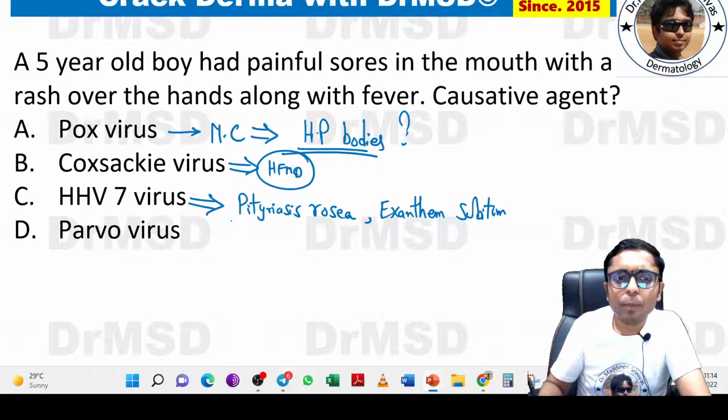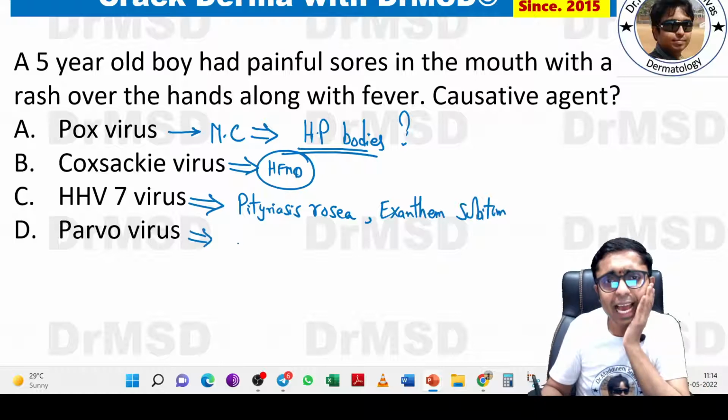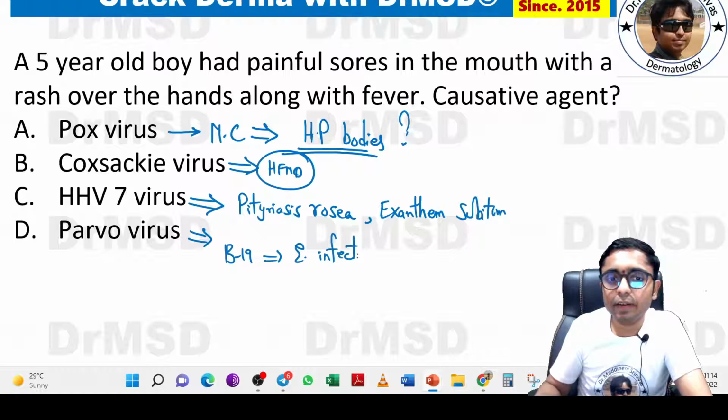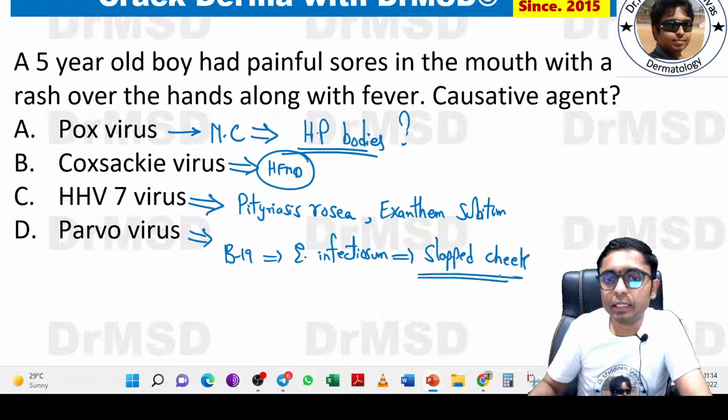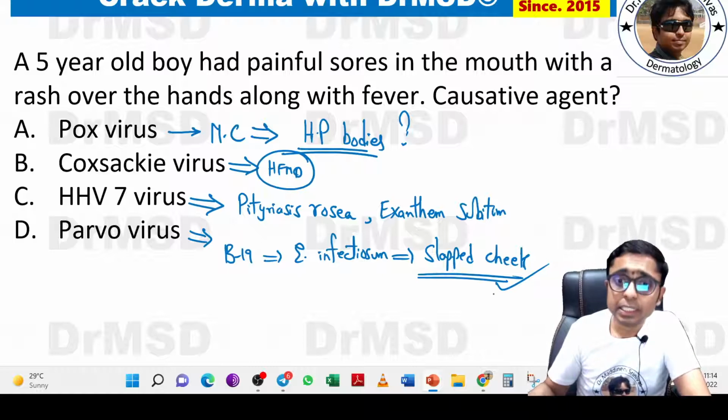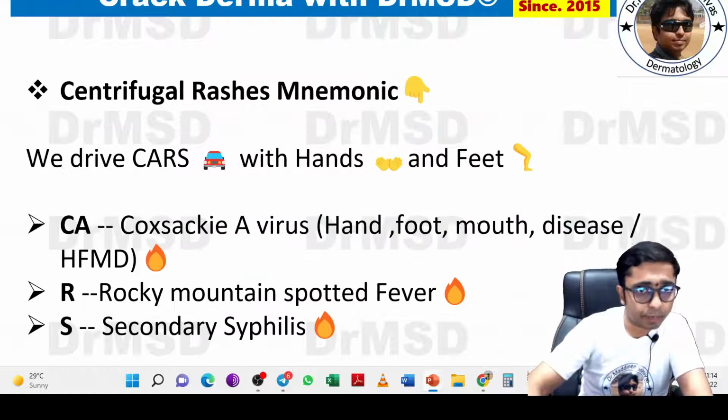And I hope all of you know parvovirus, the slapped cheek appearance. Parvovirus B19 is associated with erythema infectiosum, which is going to clinically manifest with a child coming with slapped cheek appearance. We might think that there is some trauma to the child caused by the parents or guardians, but it is not so. It is due to this virus, parvovirus B19, erythema infectiosum.